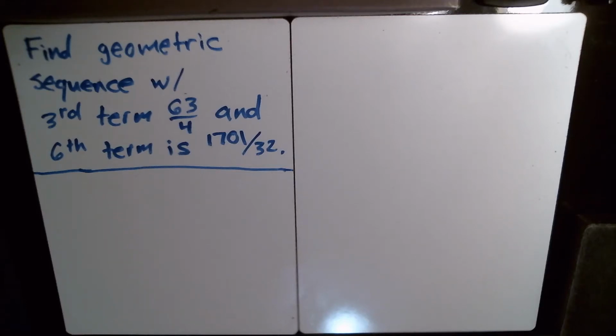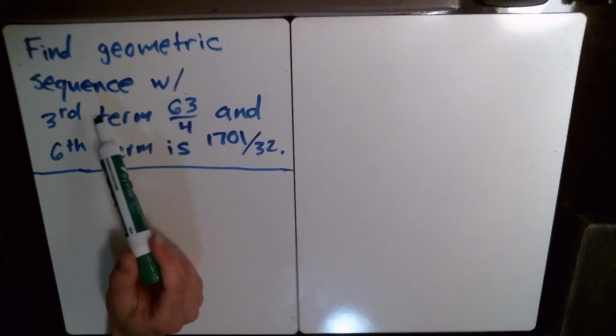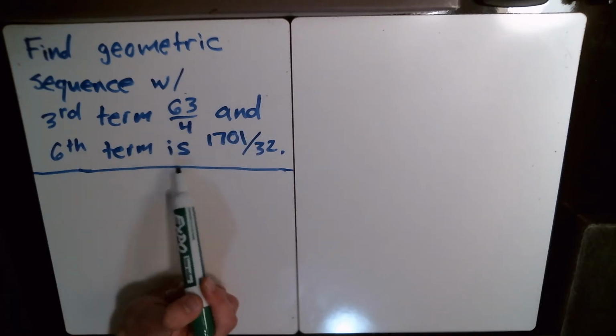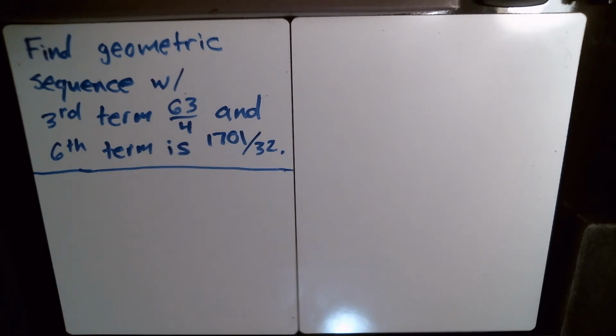Okay, welcome back. In this video, we're going to do a problem similar to one of your homework problems, which is trying to find a geometric sequence where it gives you two terms of the sequence. This is the same example that they have in the book. The numbers they chose are rather messy, but I'm going to go with them anyway. Essentially, we're looking for a geometric sequence where the third term is 63 over 4 and the sixth term is 1701 over 32. Isn't that just the best thing you've ever seen in your life?